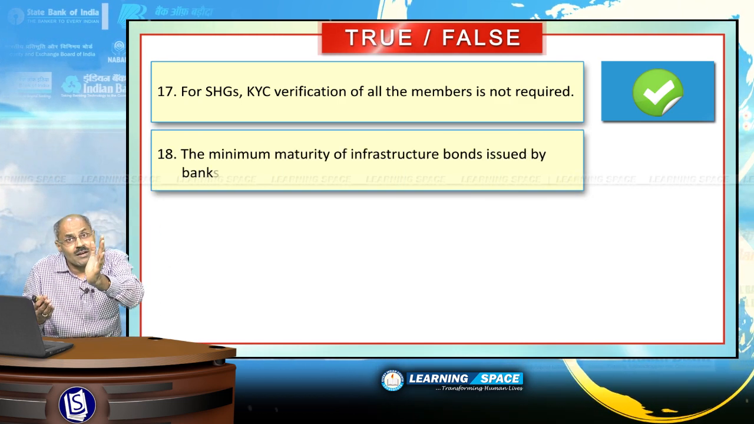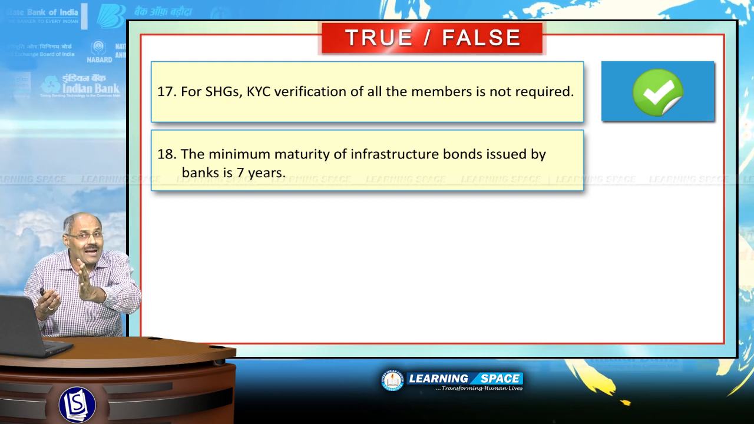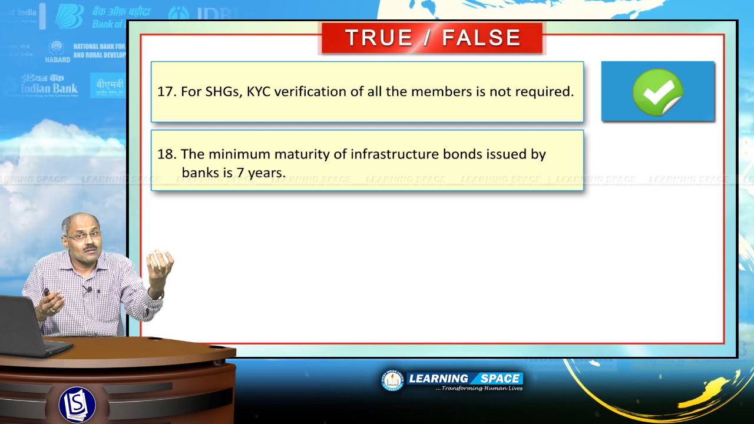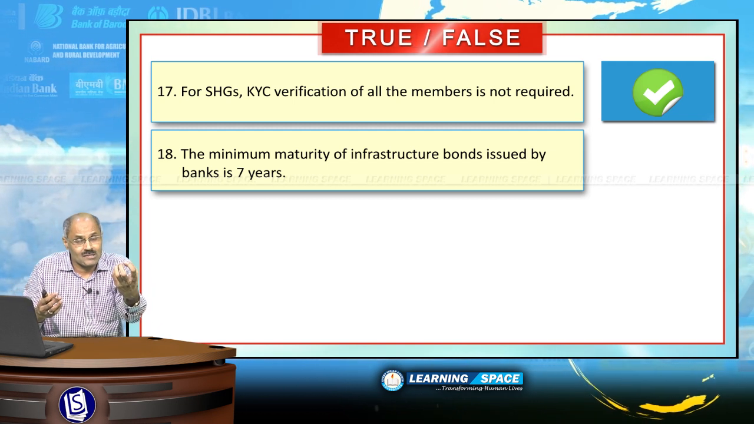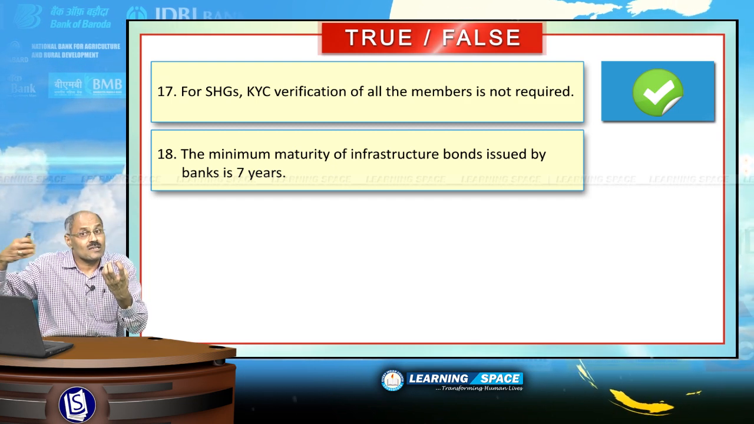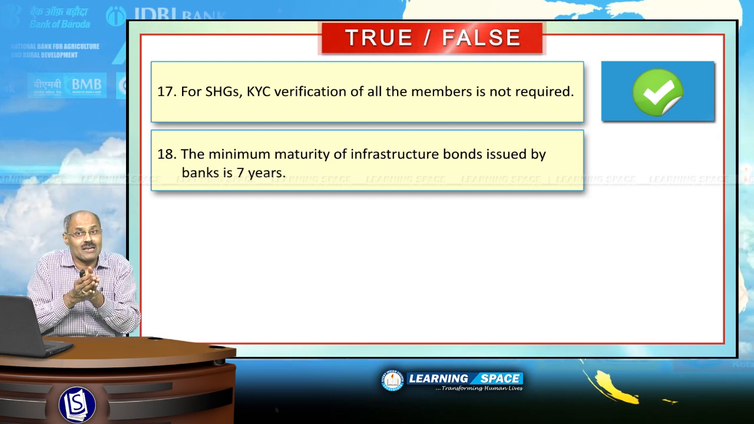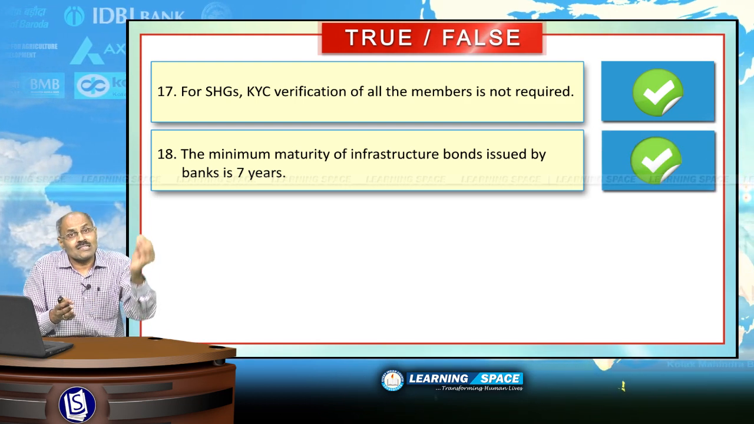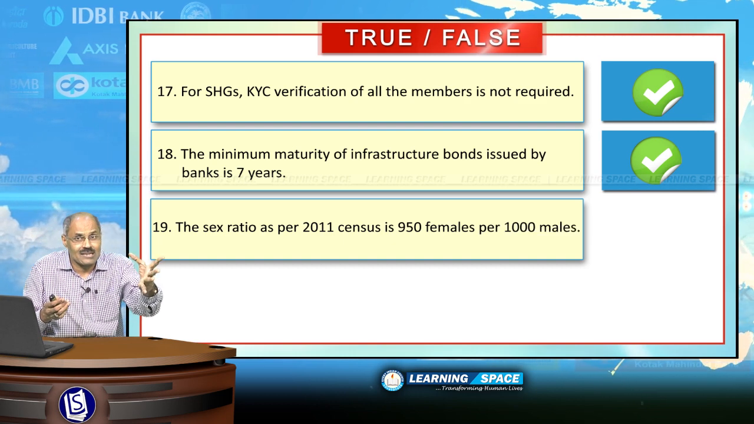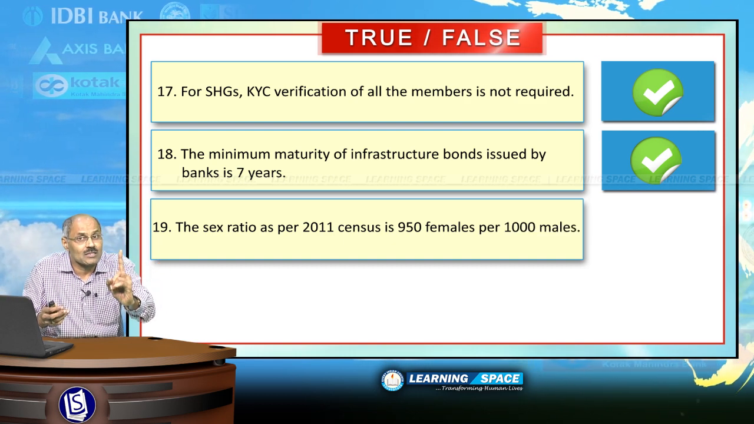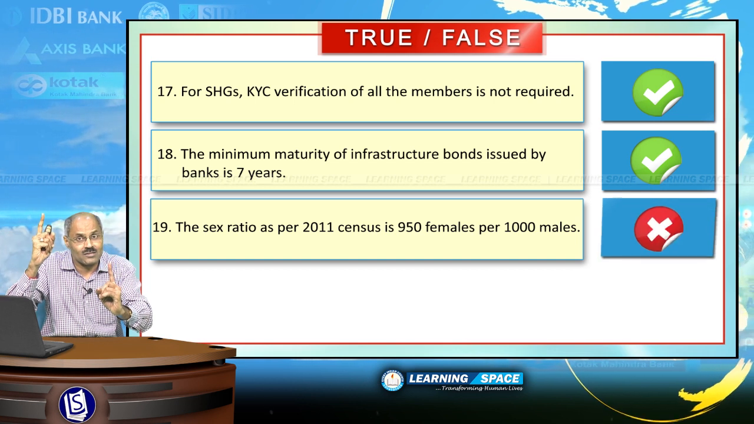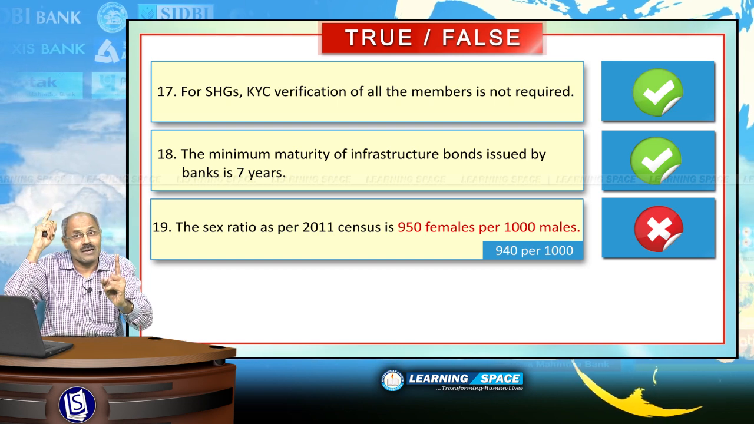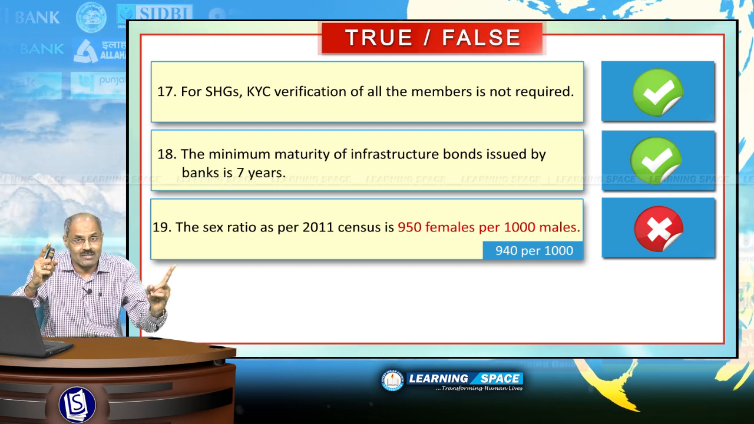The minimum maturity of infrastructure bonds issued by banks is 7 years. For funding to infrastructure, Reserve Bank of India allowed banks to issue infrastructure bonds and the minimum time period prescribed is 7 years. Please don't forget, the given sentence is right. The sex ratio as per 2011 census is 940 females per 1000 males. Please don't forget. The sex ratio is 940 females per 1000 males as per 2011 census.